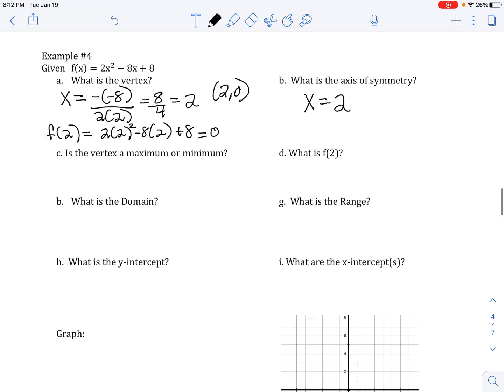Is the vertex a max or min? All right, so go ahead and look at your a value. Think about if the parabola opens up or down and write it in the box. Is it a maximum or a minimum? Okay, it opens up, so the vertex is a minimum.